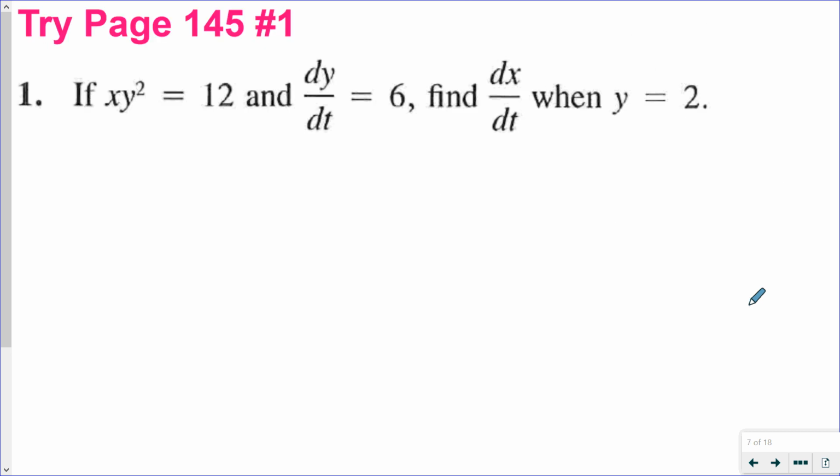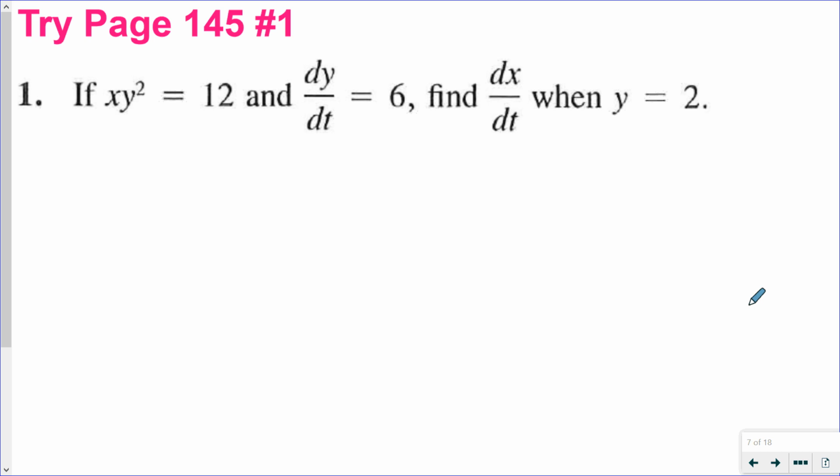Okay, so in your textbook, I get asked these questions a lot, so I just thought I would do them right up front in my lesson. So on page 145, number 1, there's this question here. It says if xy squared equals 12, dy by dt equals 6, find dx by dt when y equals 2.